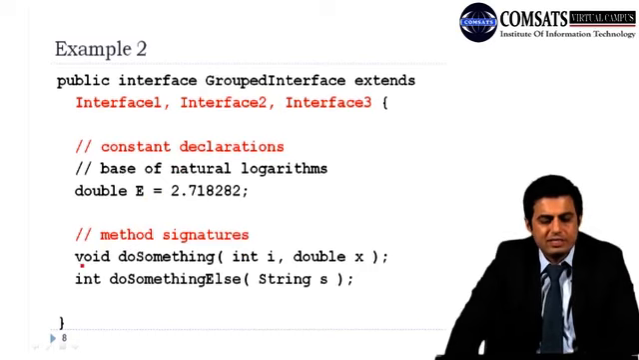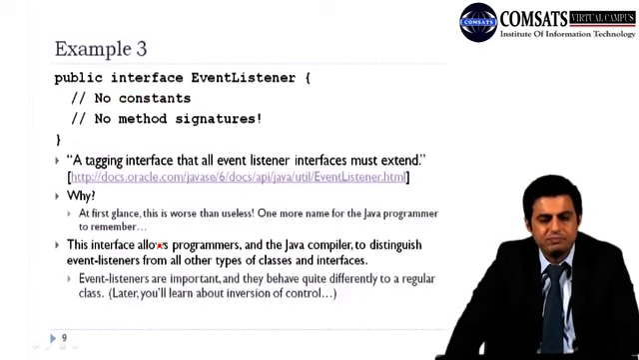Okay, these are the method signatures: void do something, and it has got these 2 variables. And there is another one, integer do something else, string s. Now this integer of course is the return type, and there is no return type with the first one. That's why you have got void there.